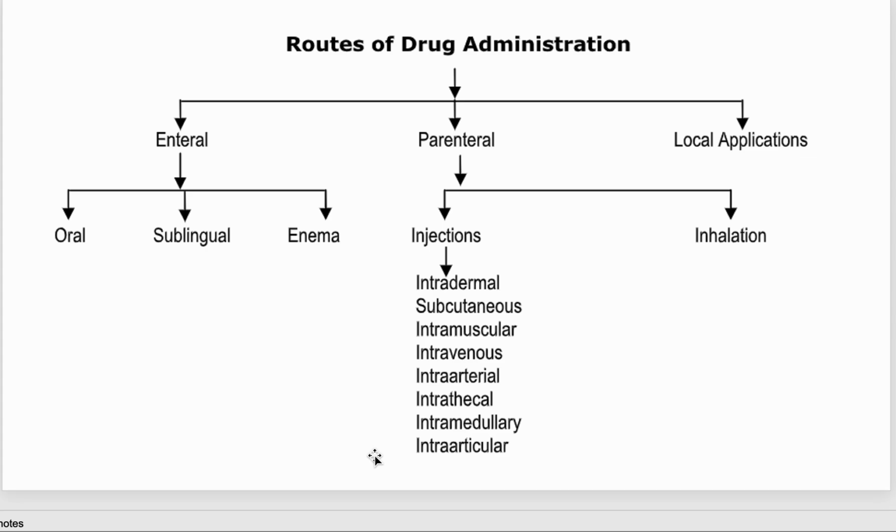So, oral is when you take the drug directly. The drug is taken in the mouth and then swallowed. Sublingual is when the drug is kept under your tongue. That's called sublingual. Enema is when the drug is administered to the rectum via your anus. That's how an enema is given to anyone.